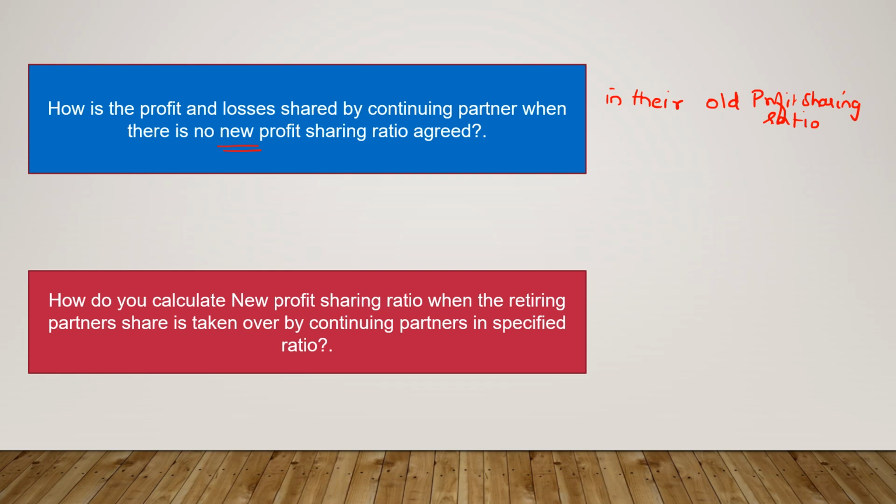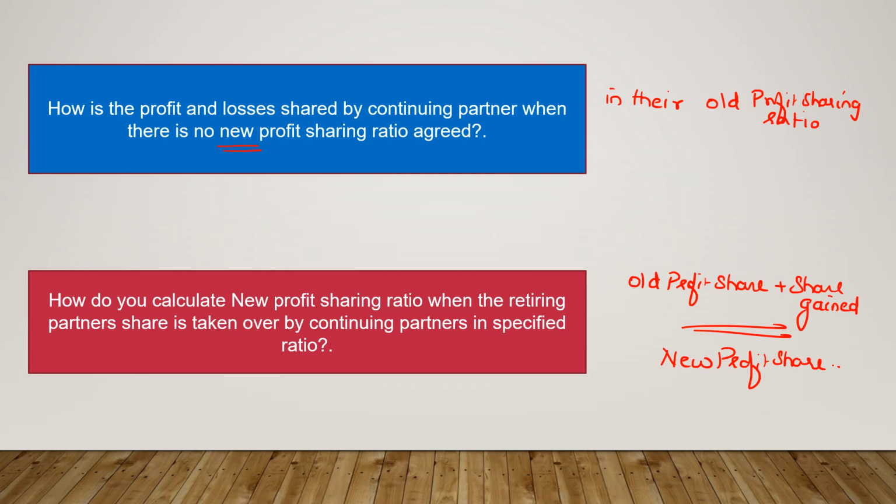Second question: how do you calculate the new profit sharing ratio when the retiring partner's share is taken over by continuing partners in a specified ratio? So the ratio has been specified. In that ratio, you would divide the retiring partner's share. That would give you the share gained. So you will use the formula of old profit share, and to that, the share gained in that particular ratio would be added. So when you do this, you get the new profit share of the continuing partners. So this is what we have learned in today's session.